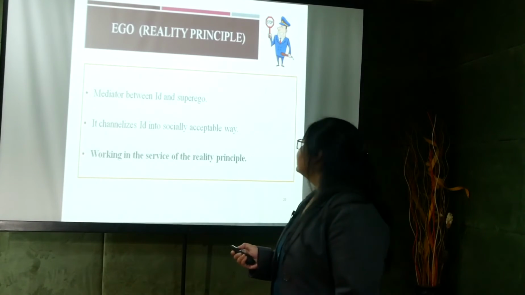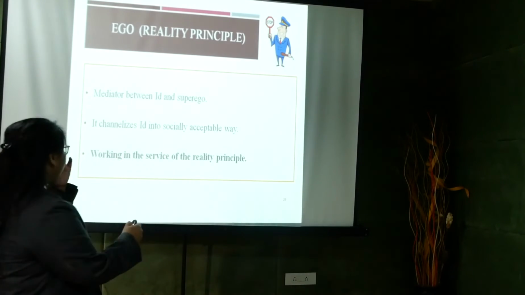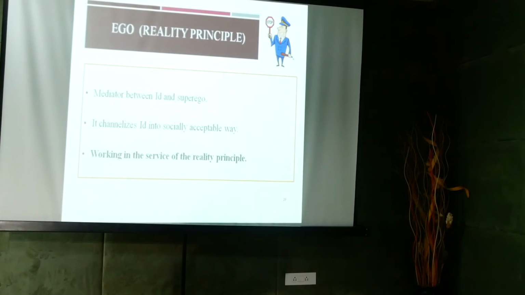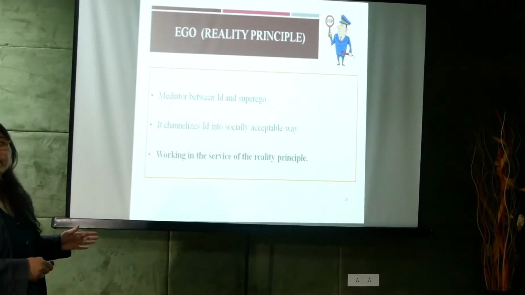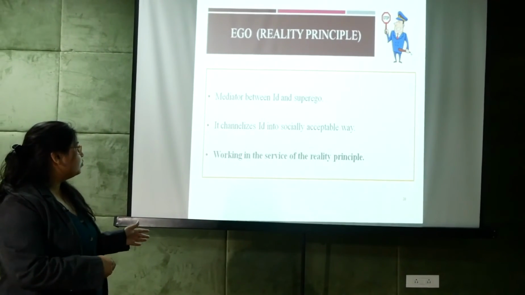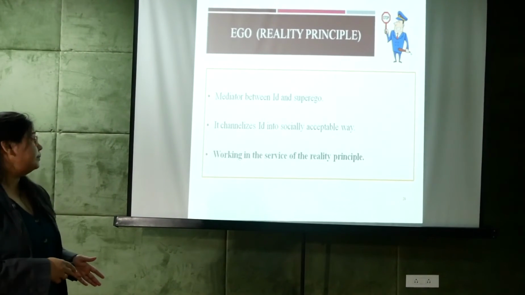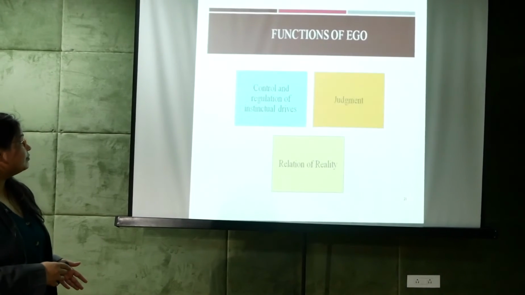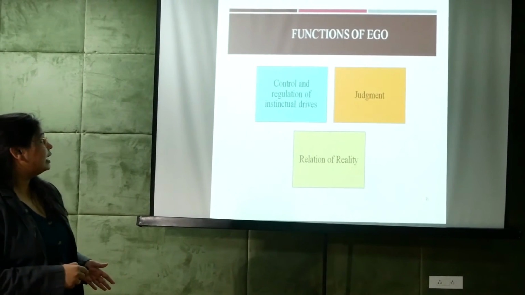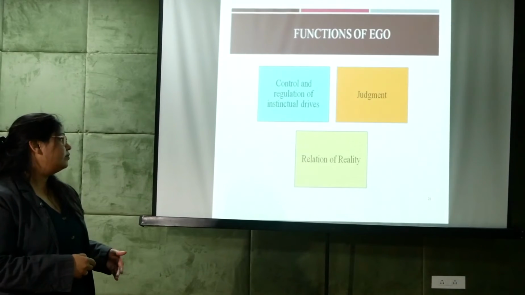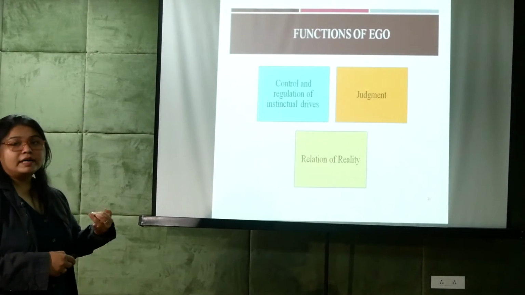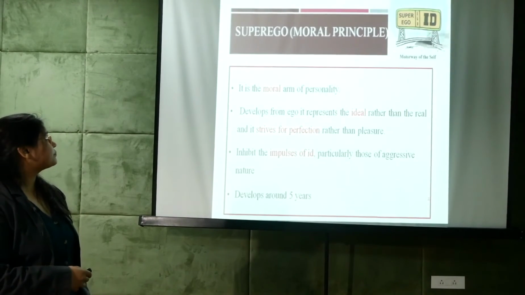Whereas ego is the reality principle. So ego is the mediator between id and superego. It channelizes it into a socially acceptable way, working in the service of the reality principle. So what are the functions of ego? It controls and regulates the instinctual drive, and handles judgment and relation to reality.